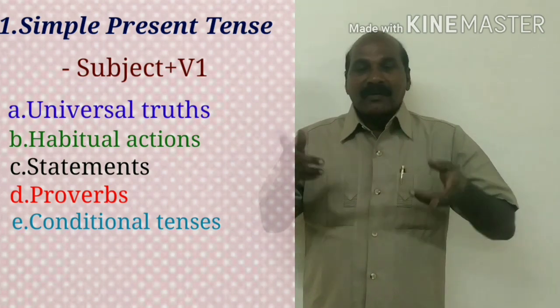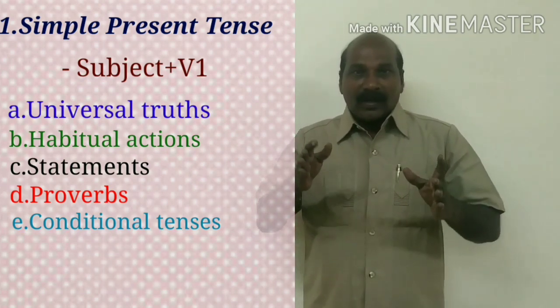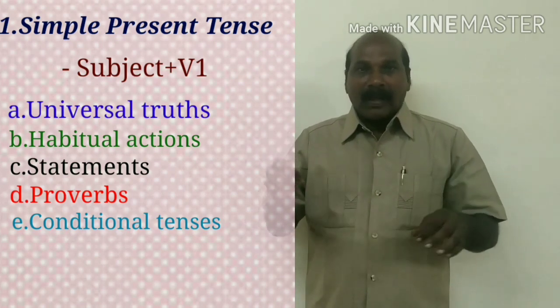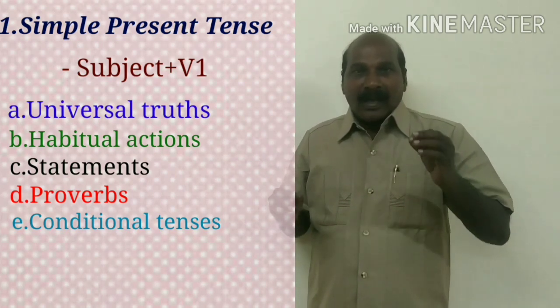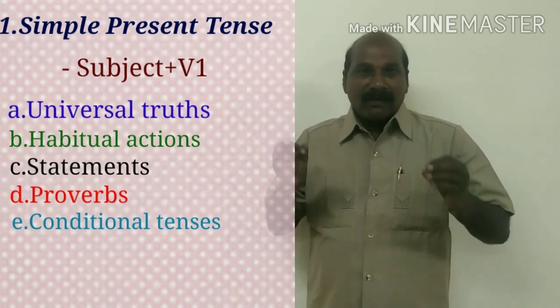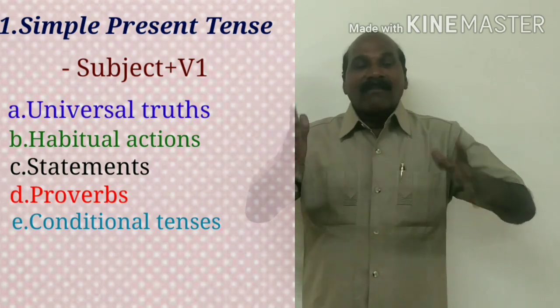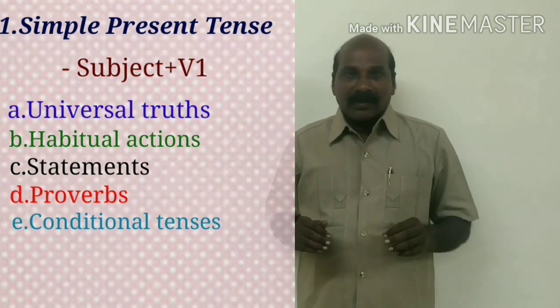And to refer to statements also we use simple present tense. Tendulkar plays cricket well. I like music. She helps everyone. These are the general statements. To indicate proverbs also we use simple present tense.